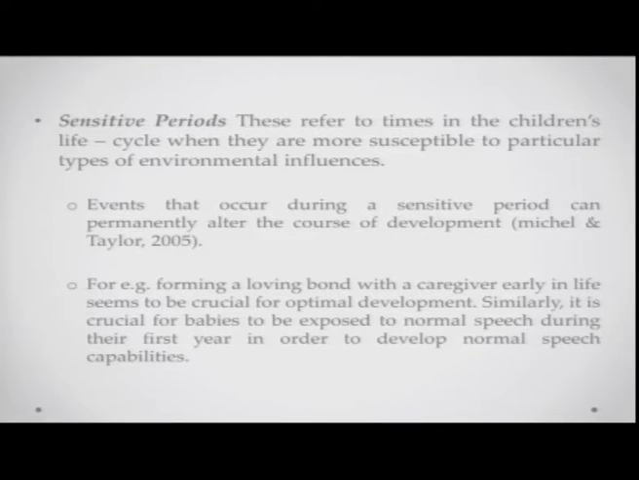Now, another important aspect that I could talk to you about is the sensitive periods. Sensitive periods basically refer to times in the children's lifespan when they are more susceptible to particular types of environmental influences. Events that occur during a sensitive period can permanently alter the course of development. For example, the very important aspect of forming a loving bond with a caregiver early in life is supposed to be very crucial for the optimal psychological and emotional development of the child.